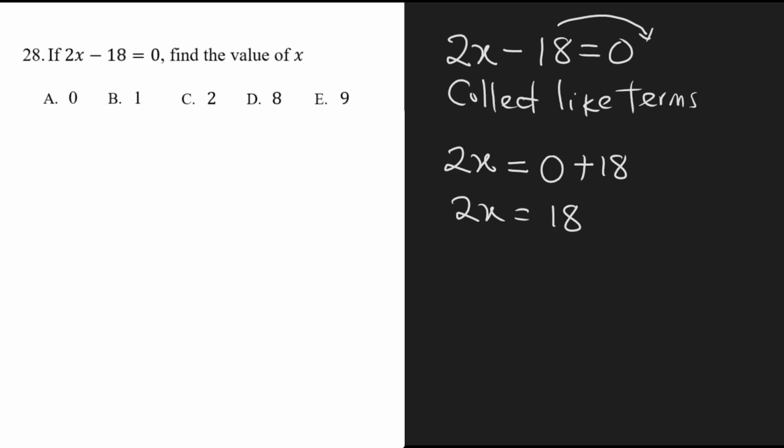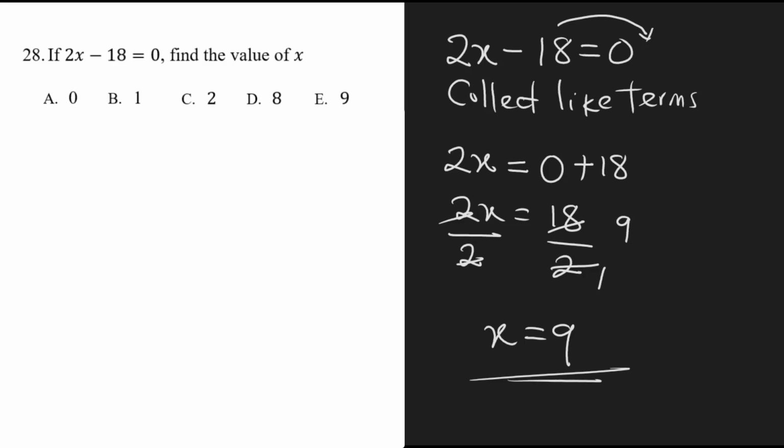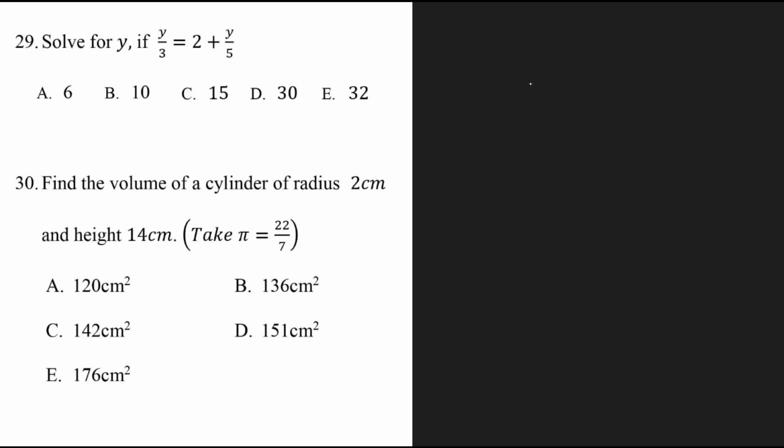So remember, whenever we're looking for an alphabet, you divide both sides by the coefficient. So divide both sides by 2. So 18 divided by 2 is 9. So our x is equals to 9. So let's check our option. So the answer is E. So let's move to the next question. All right, question 29 says solve for y. So we should find what?